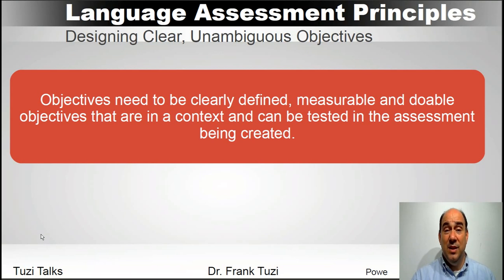With regard to the objectives, the elements within the test, objectives need to be clearly defined. They need to be measurable. They need to be doable, right? Objectives that are in context and can be tested in the assessment being created. When you go and decide that you're going to create an objective, you need to define it in such a way that it's actually doable, that it's actually measurable, right?